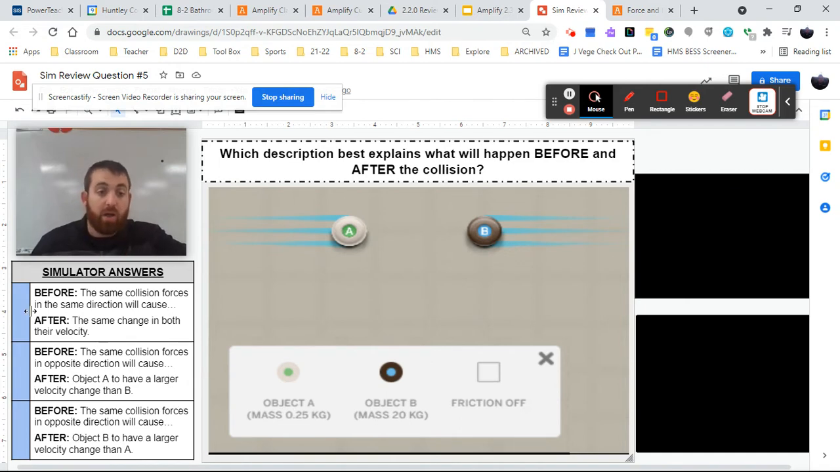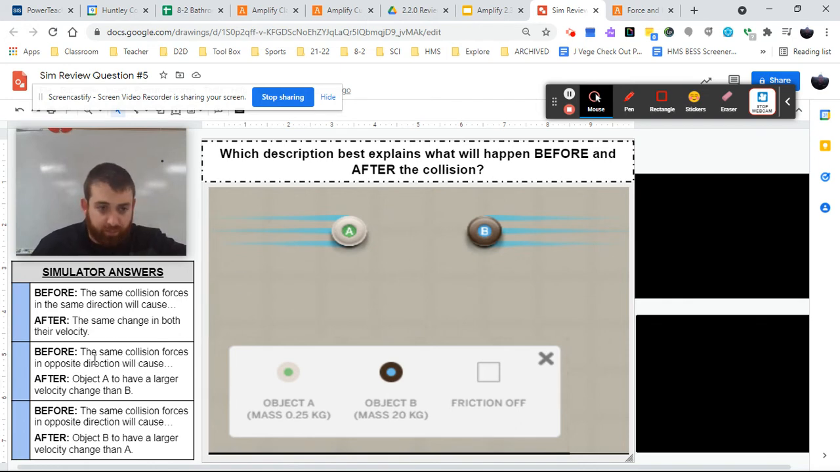Let's take a look. Option 1, before: the same collision forces in the same direction will cause, after, the same change in both of these objects' velocities. So the same collision forces in the same direction will cause the same change in both of their velocities.